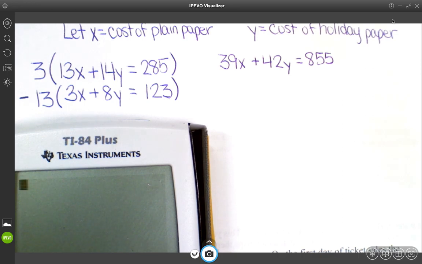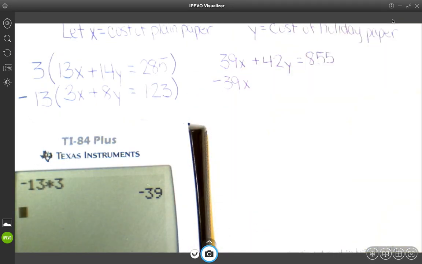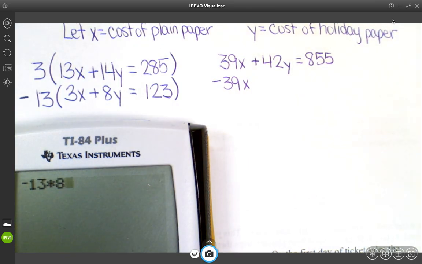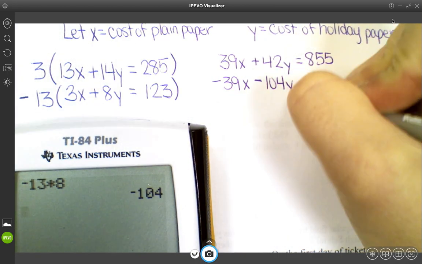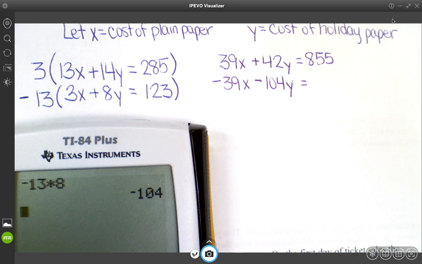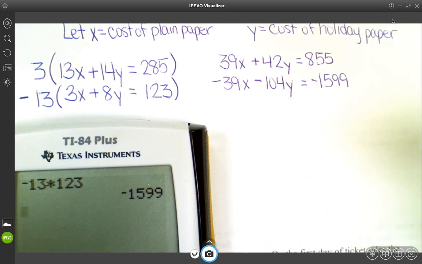All right, now on the bottom, we're multiplying everything by negative 13. So negative 13 times 3, which is negative 39x. Then we got negative 13 times 8, which is negative 104y. And then the last part, negative 13 times 123. Oh, negative 1599.